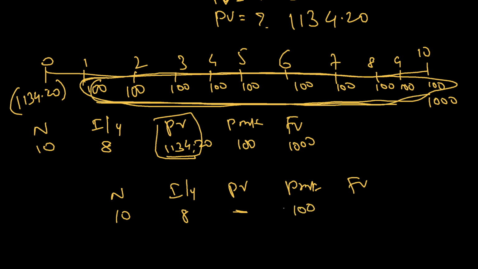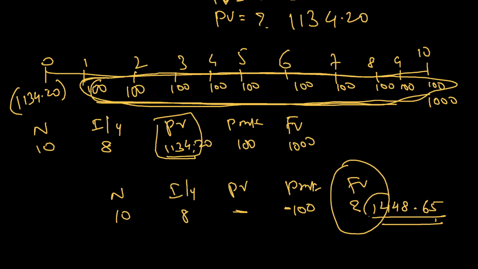So payment is 100. You are going to invest here 100, so I'm doing minus 100. I need to find out the future value, which I will get in positive numbers now. So I'll do it now in my calculator. 10 N, 8 IY, then minus 100 payment, and then compute future value. When I compute future value, I get 1448.65. Okay, so this is the future value, 1448.65, and also you will get back this 1000.